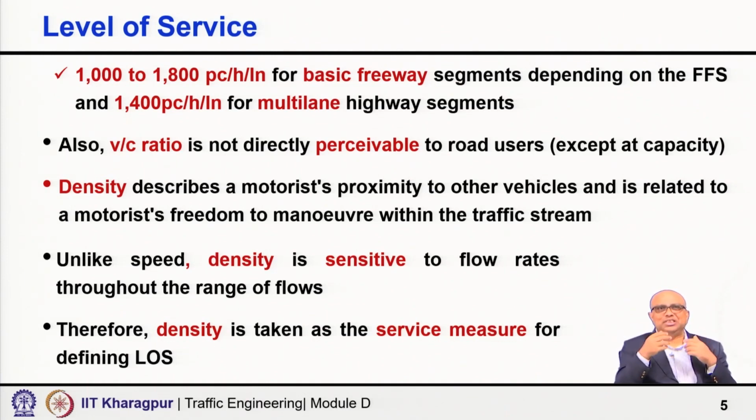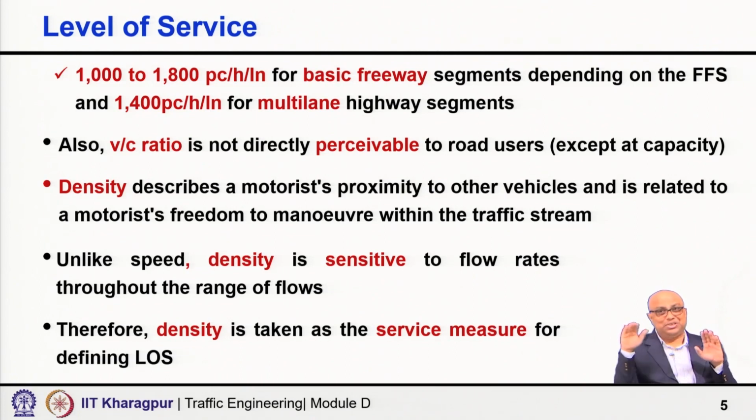On the other hand, density describes a motorist's proximity to other vehicles. I can see when I am driving how many vehicles are around, and my freedom of movement really gets impacted by the presence of other vehicles in the traffic stream while I am driving. So density describes the motorist's proximity to other vehicles and is related to the motorist's freedom to maneuver within the traffic stream. Also, unlike speed, the density is sensitive to flow rates throughout the range of flows.